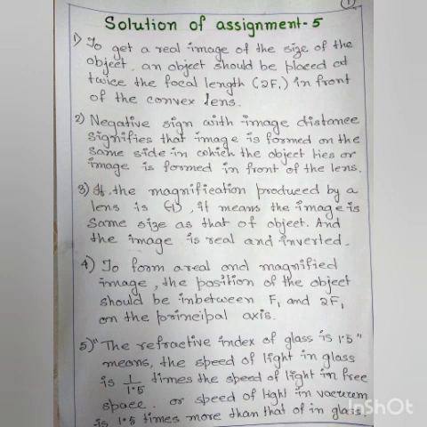And our last question, question number 5. The refractive index of glass is 1.5. What is the meaning of this statement in relation to speed of light? And the answer will be, the refractive index of glass is 1.5 means the speed of light in glass is 1 by 1.5 times the speed of light in free space, or the speed of light in vacuum is 1.5 times more than that in glass.